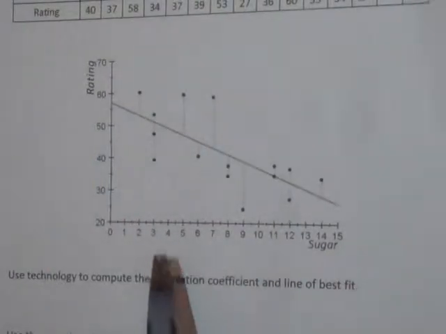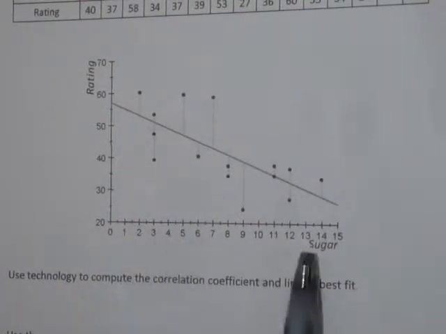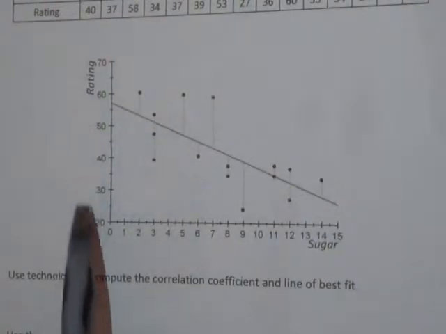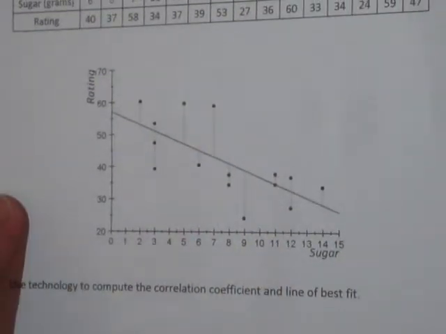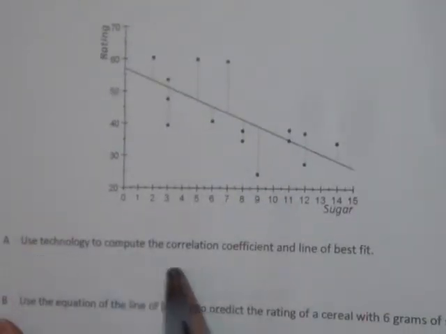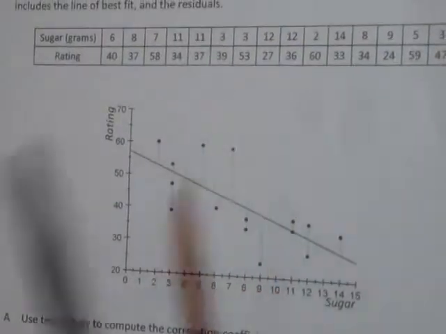It looks like they're using sugar as the X value and the rating as the Y value. So in the line that we're going to make, sugar is going to be the X and rating is going to be the Y, or the Y hat. All right, so here's how we do this. The first thing, it says use technology to compute the correlation coefficient and line of best fit. So the first thing we've got to do is put all this stuff in our calculator. So let's get our calculator out.